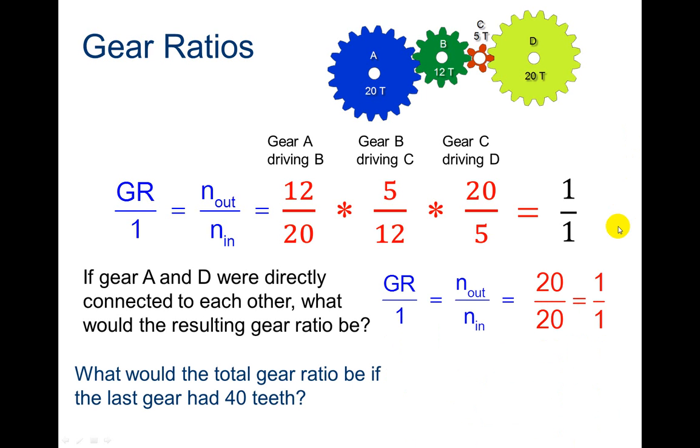So what would the gear ratio be if the last gear was 40? Like I said, B and C we can ignore because each time they cancel out. So we would just have 40 over 20, which is a gear ratio of 2.